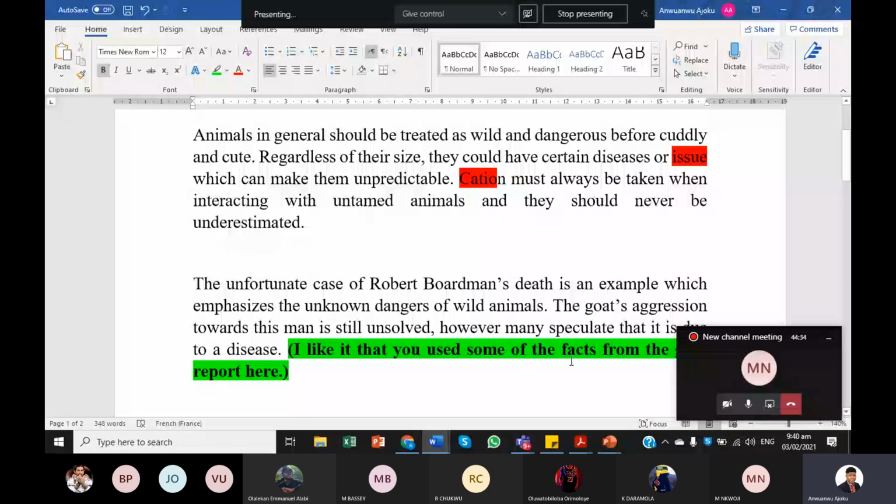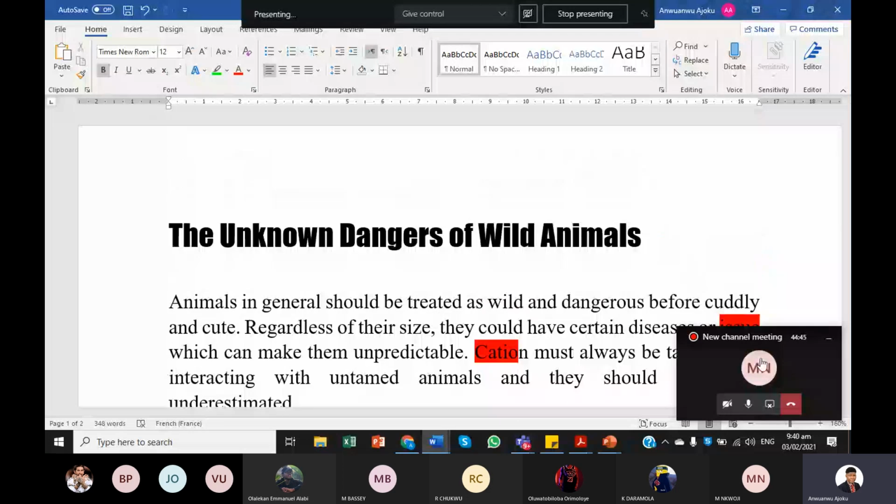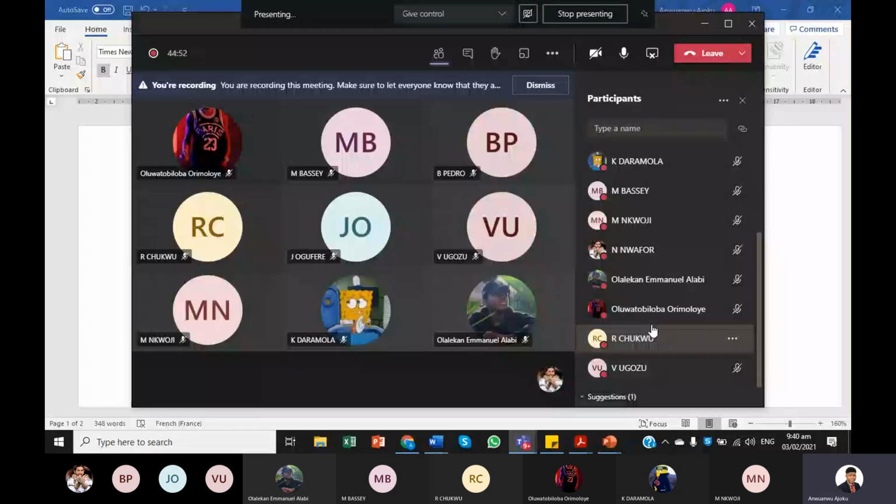All right, let's see this. Lekon, you wrote this, and you read out what you've written. Okay, let's go by his title. Chuku Raphael, The Unknown Dangers of Wild Animals. Is this headline for a news report or feature article? Please say pause because of time.